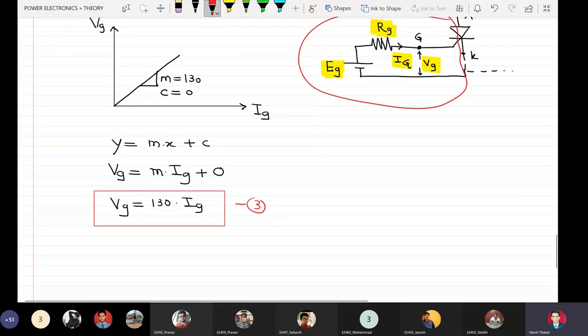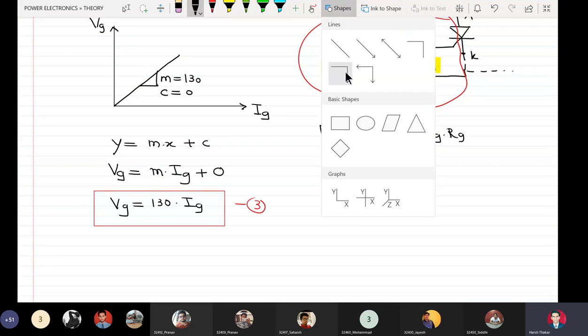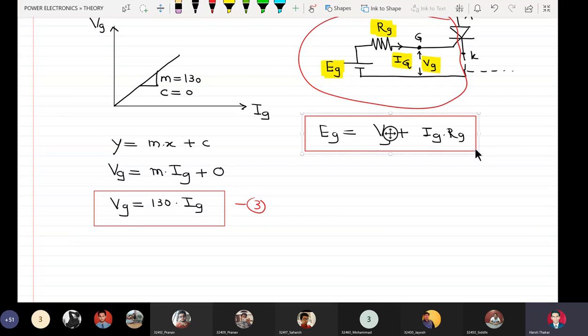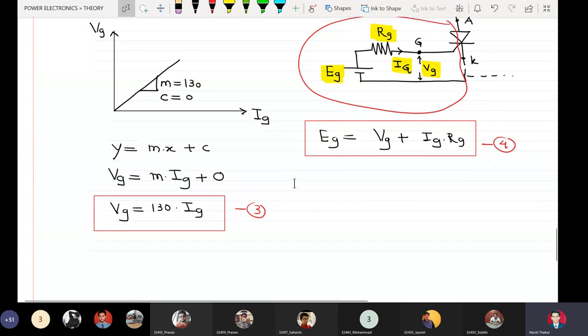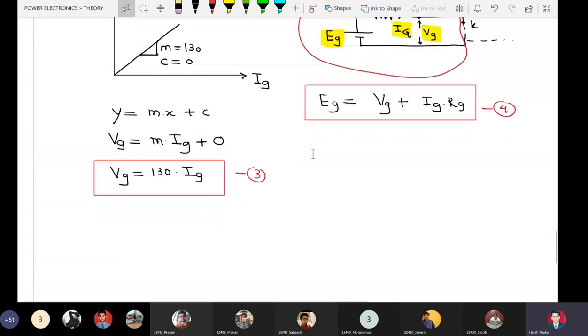Now seeing this particular circuit here, from my basic network knowledge I can say that Eg is equal to Vg plus Ig into Rg. Let me say that this is my relationship number 4. Now we can start using the relationships 1, 2, 3 and 4 here.